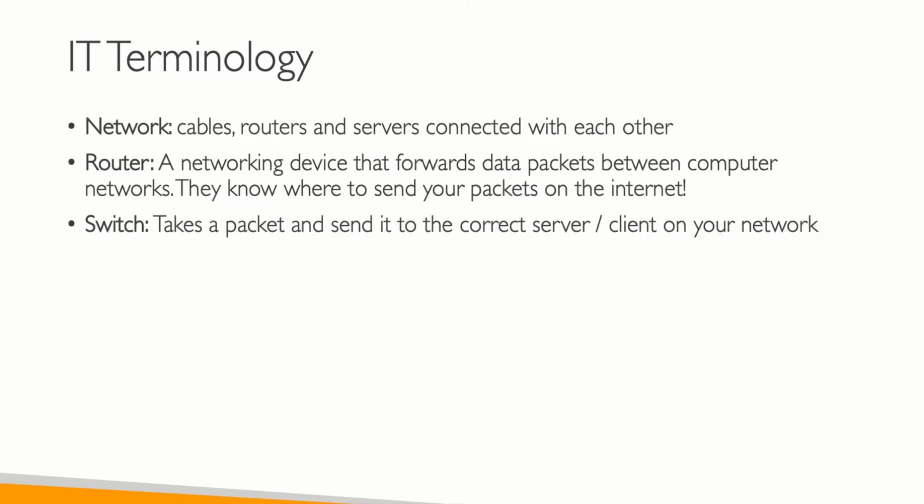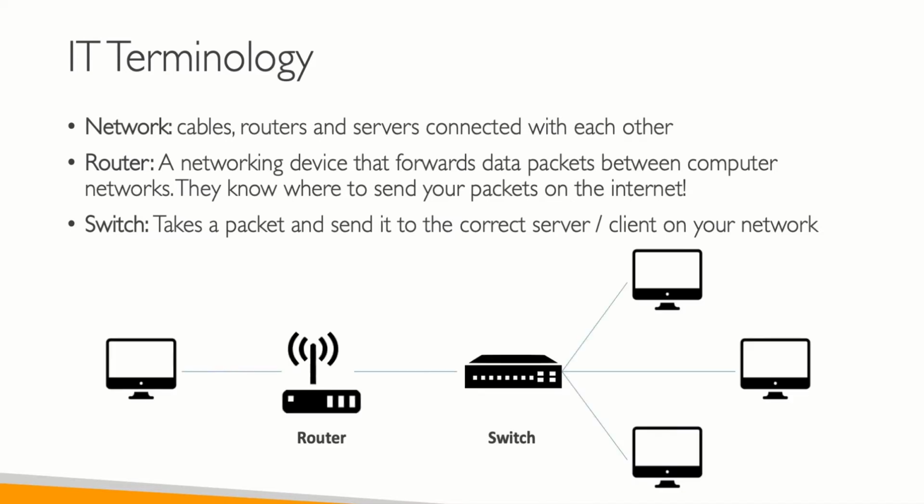Now, when we have a packet and it arrives at the destination, there's a switch. And the switch will send the packet to the correct client on your network. So if we put all these things together, it looks like this. Our client will send the data to a router. The router will find its way all the way to a switch, and the switch will know to which computer in your network to send the data to. So why do I introduce all these things?